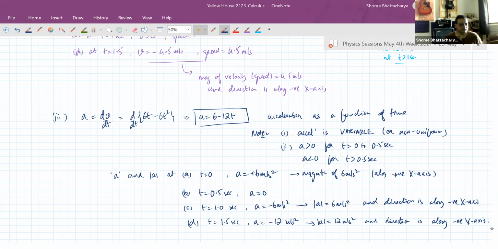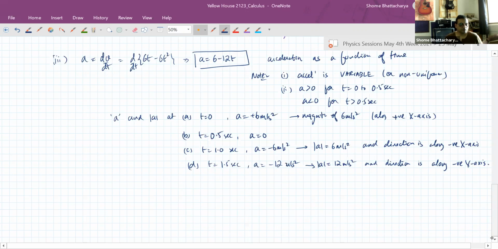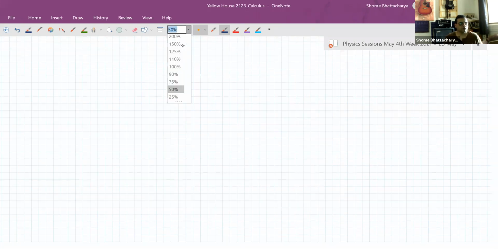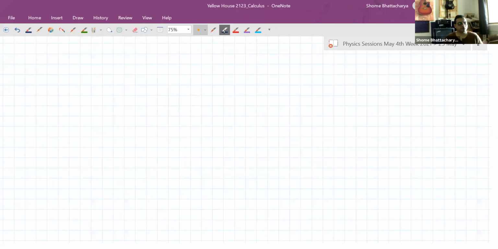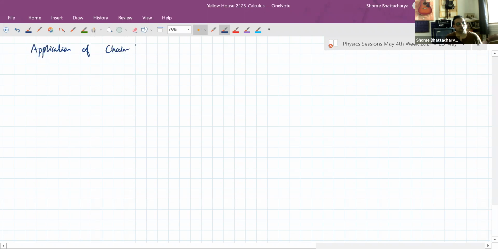Okay, so hope this application is clear to all of you. Now next, let's move on to another type of application of differentiation. Okay, so application of chain rule to measure rate of change.